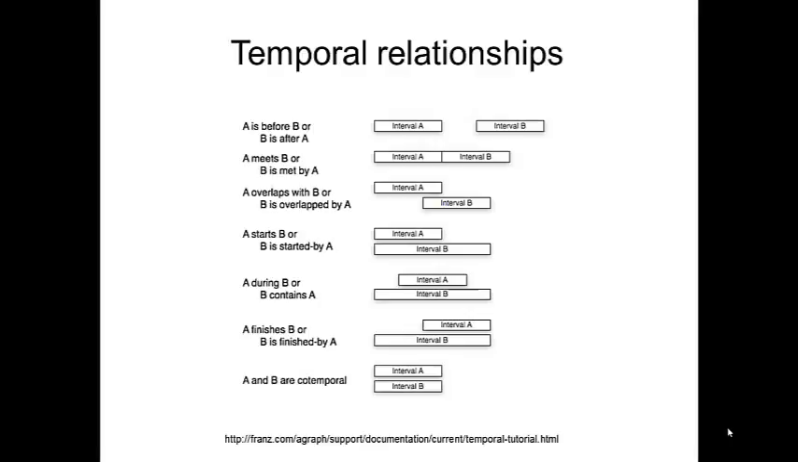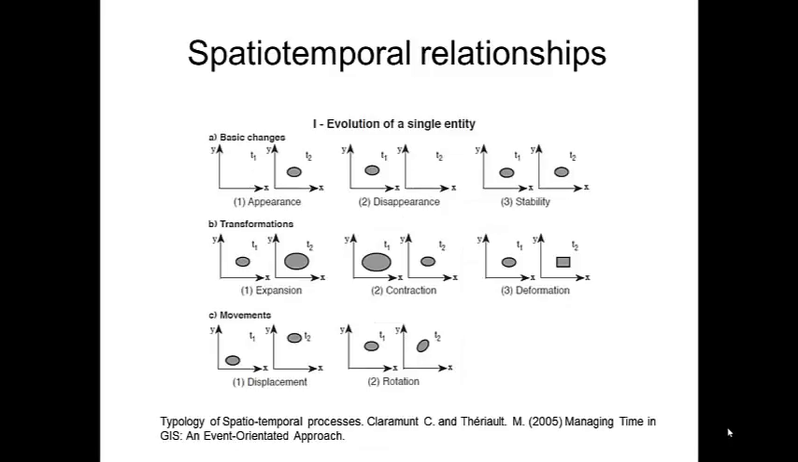These various relationships, does A contain B? You can see these are the various temporal relationships that could exist between objects. And those are nice and simple. Life is simple. You add space in and life gets rather more complicated.